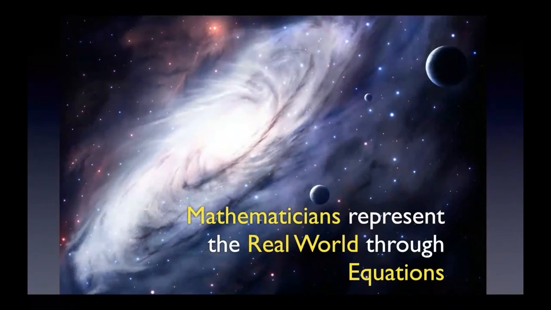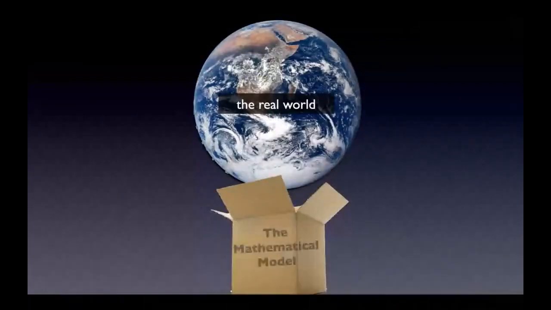So I will start with some keywords. First of all, a sentence which is a bit synthetic, but I think it expresses nicely the attitude of mathematicians. Mathematicians want to represent the real world through equations. So there are three words: mathematicians, real world, and equations. And this is a kind of cartoon that I'm going to show you.